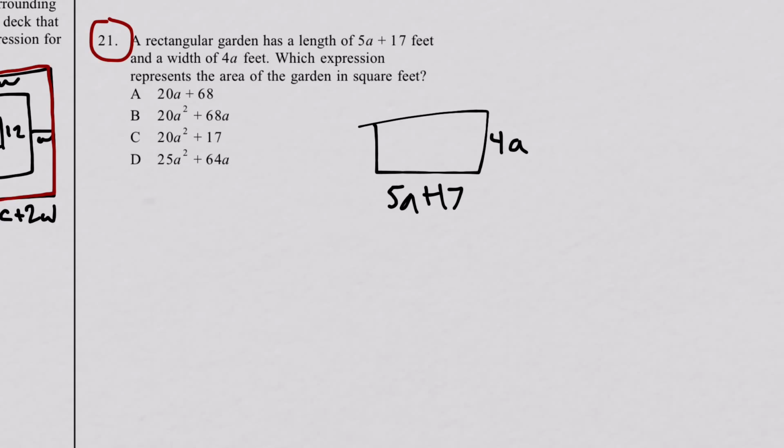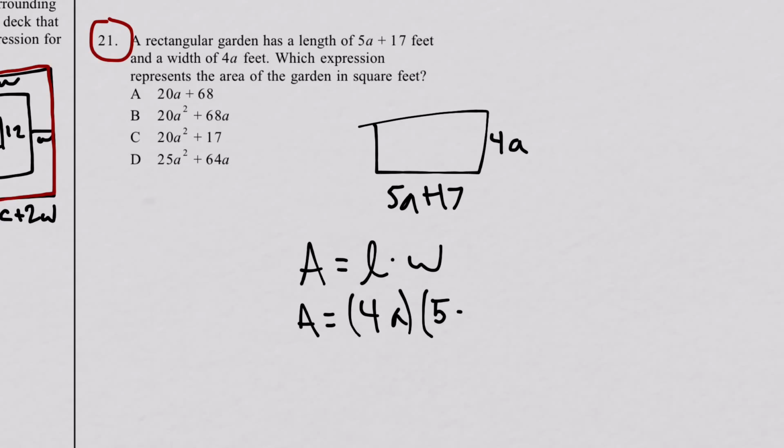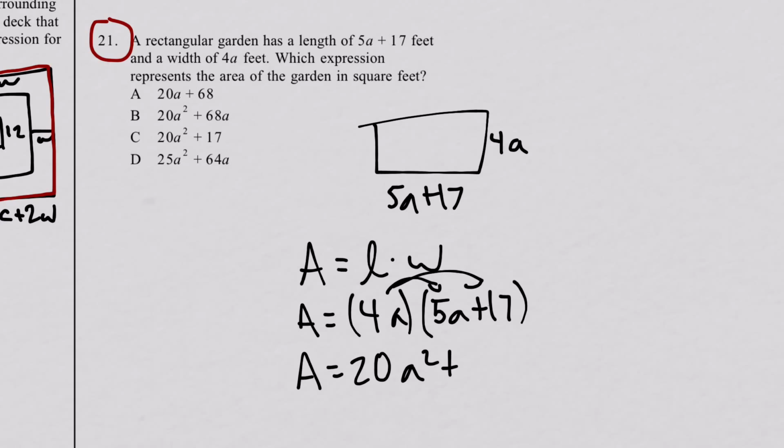Well, that's actually going to be easy. Area is length times width, right? So just multiply those two values. 4a times 5a plus 17, or 5a plus 17 times 4a. Distribute and you're done, right? Distribute the 4a there and there. 4a times 5a is 20a squared. 4a times 17 is going to be 68. No, 68a. Done. Which means that your answer is B.